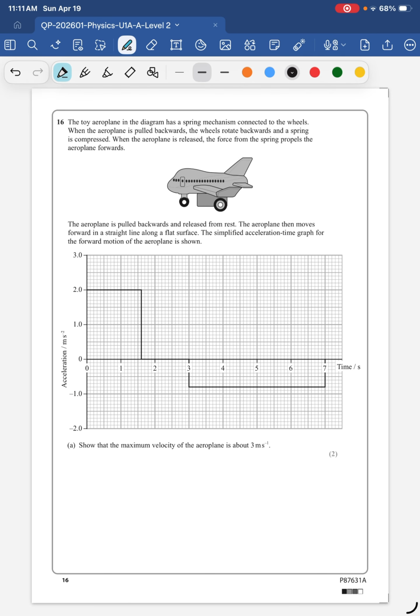Question 16. The toy aeroplane in the diagram has a spring mechanism connected to the wheels. When the aeroplane is pulled backwards, the wheels rotate backwards and the spring is compressed. When the aeroplane is released, the force from the spring propels the aeroplane forwards. The aeroplane is pulled backwards and released from rest. The aeroplane then moves forward in a straight line along a flat surface. The simplified acceleration time graph for the forward motion of the aeroplane is shown.